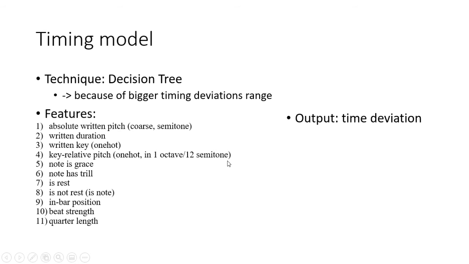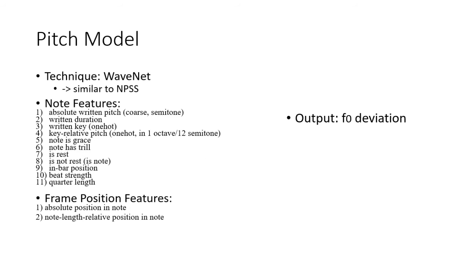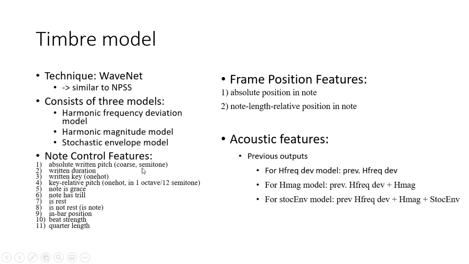For the timing model, we use a decision tree because of the bigger timing definition range, and these are the features. For the complete features, you can refer to the paper. And for the pitch model, we use a neural network. These are the outputs. And for the timbre model, these are the models for representing the timbre, for outputting the timbre representation. These are the features. You can refer to the paper for the complete features.